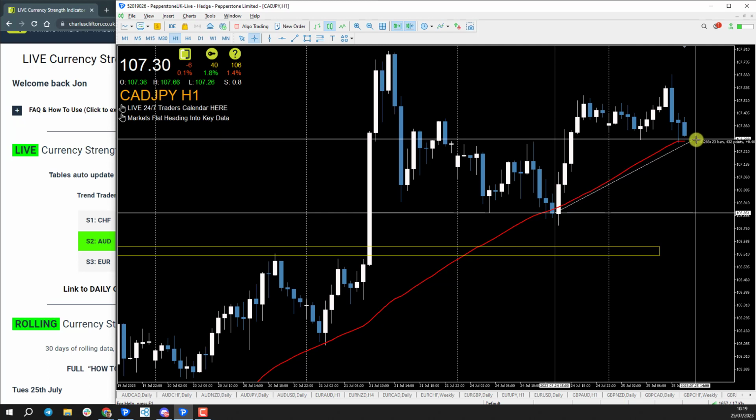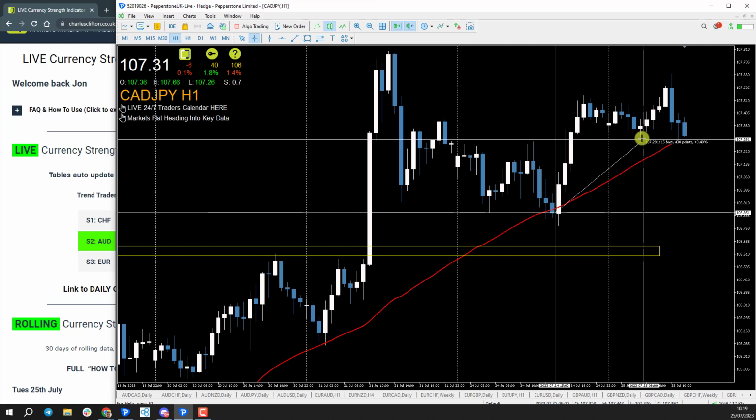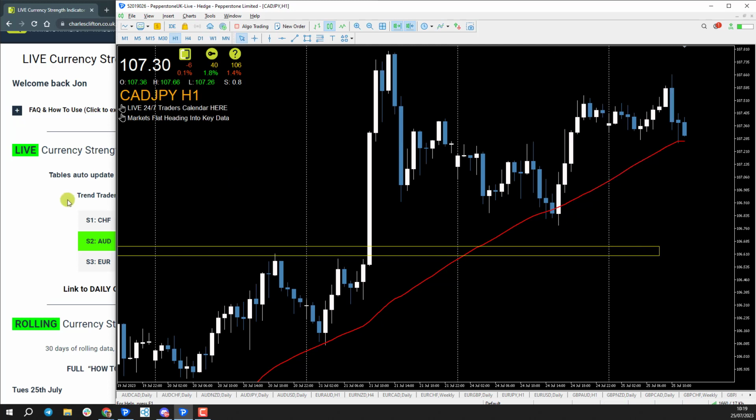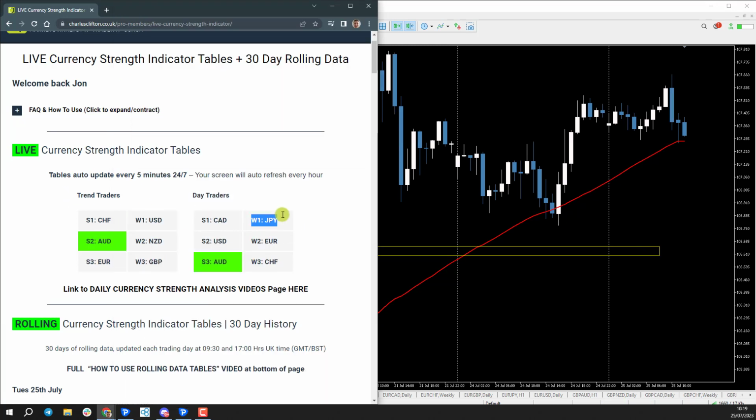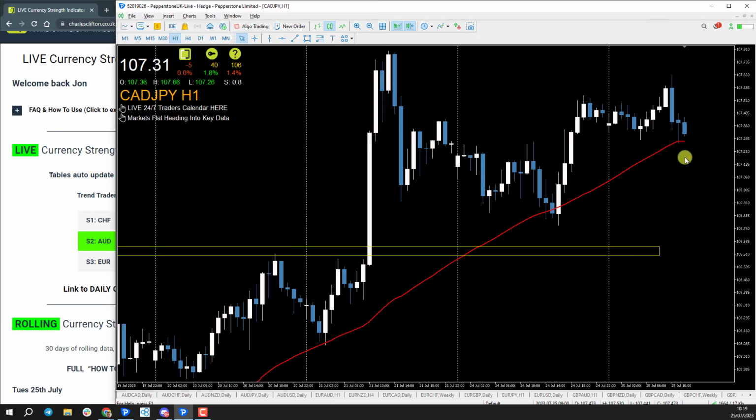Price just coming down and testing that 50 moving average again, testing these lows. So I'll see how price performs there, but we do have CAD yen as the top on our day traders. So I'm not particularly worried about this market at the moment, and I'll see how that one plays out.